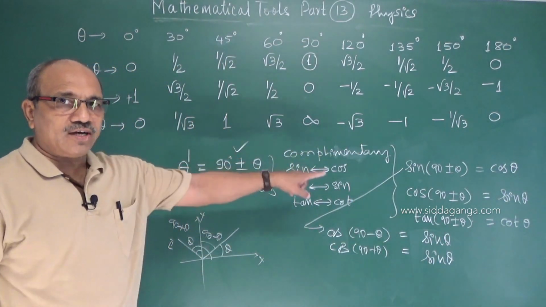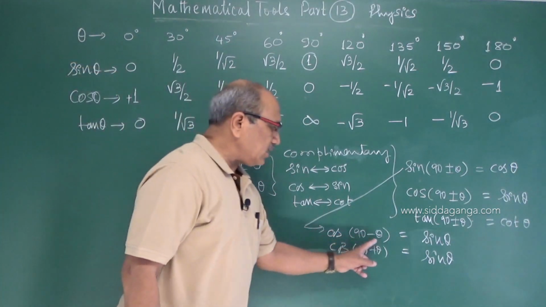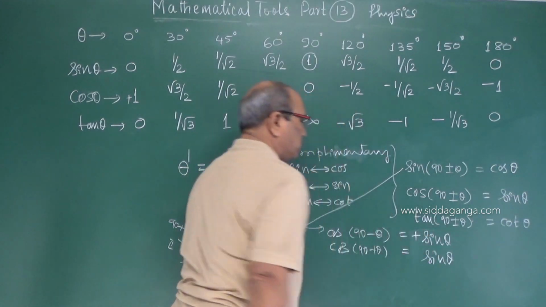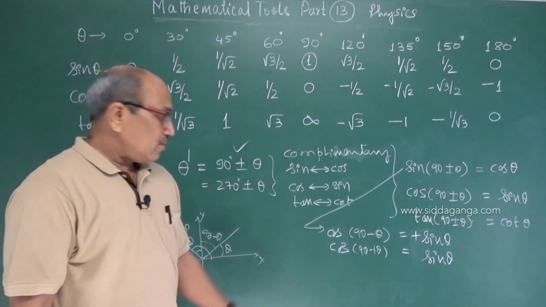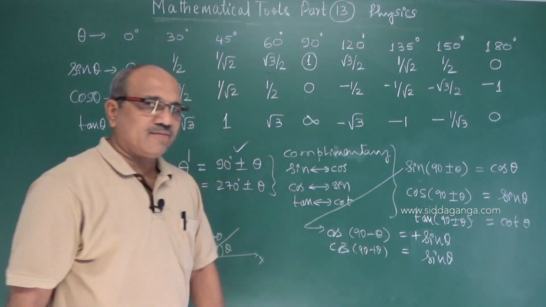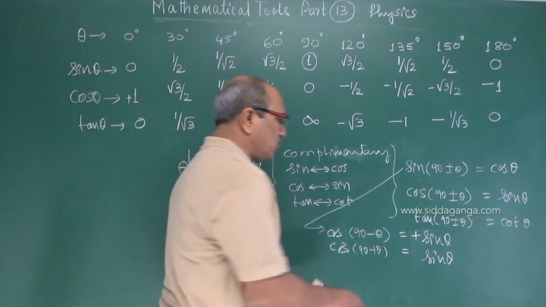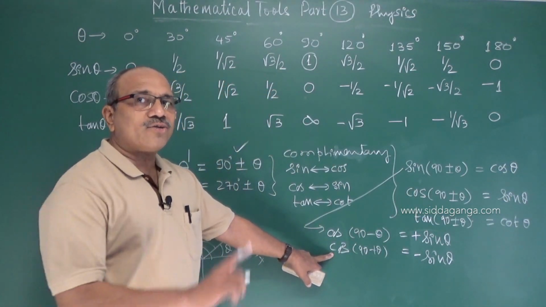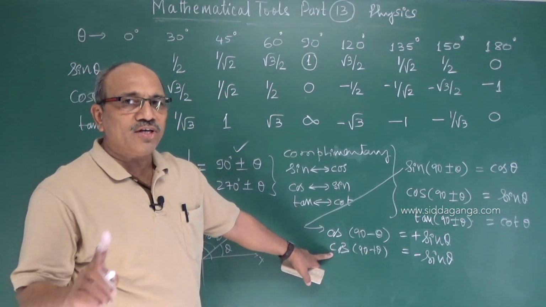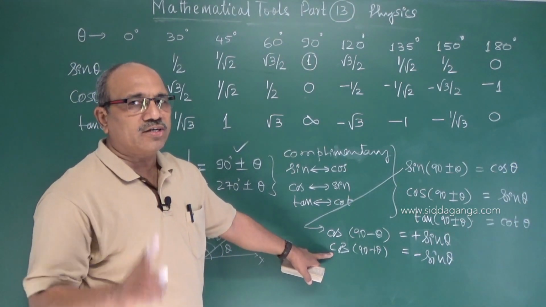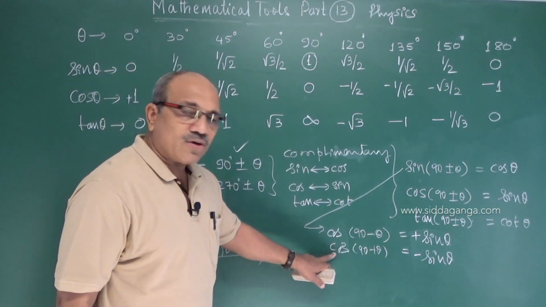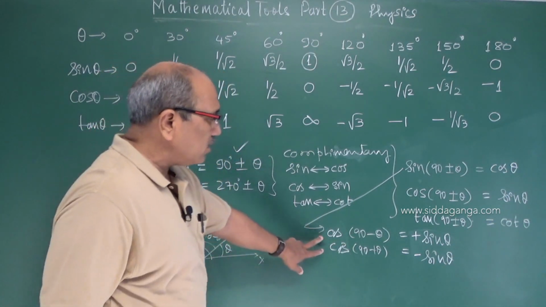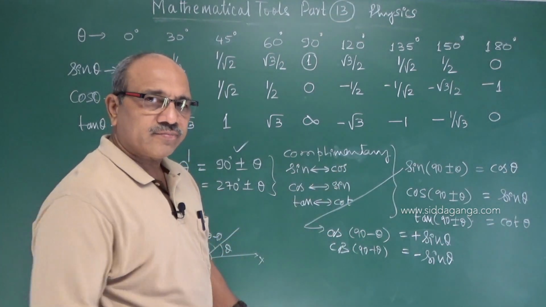But you have to follow the earlier one. 90 minus theta is in the first quadrant. All are positive. Therefore, without seeing anything, you put the positive sign. But when it comes to cos 90 plus theta, it is in the second quadrant. Therefore, you have to put a negative, because the cos function is negative in the second quadrant. It is only positive in the first and the fourth quadrant.